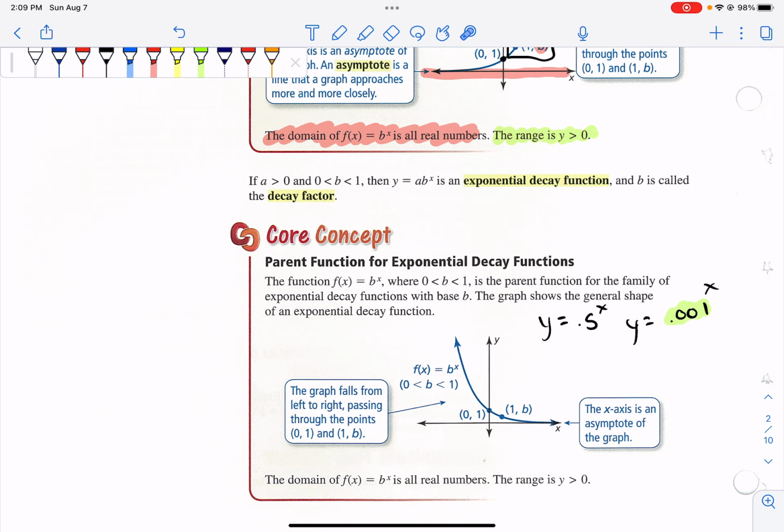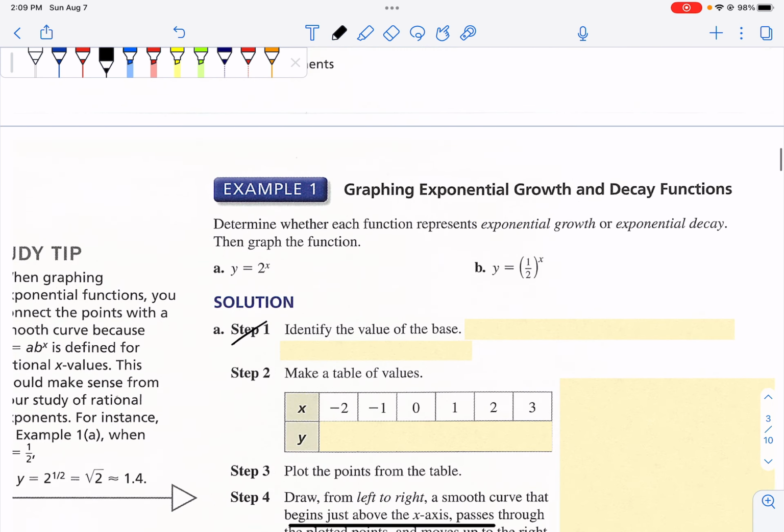And from there, the opposite happens. As I go to the left, I get really, really steep really fast. As I go to the right, I get closer and closer to 0, but I don't ever actually cross 0. I just get really close to it. Okay, enough chatter. Let's do some problems.